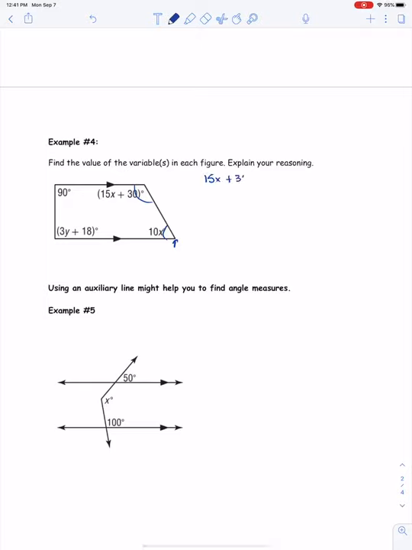15x plus 30 plus 10x equals 180 degrees. Combine like terms. We get 25x plus 30 equals 180. Subtract 30 from both sides. We get 25x equals 150. Divide both sides by 25. And so we get x equals 6. Okay, so we know that x is equal to 6. And I explained my reasoning to you by saying these are same side interior angles.